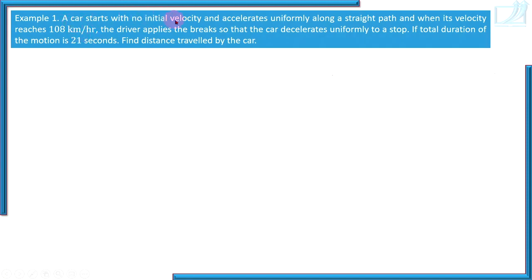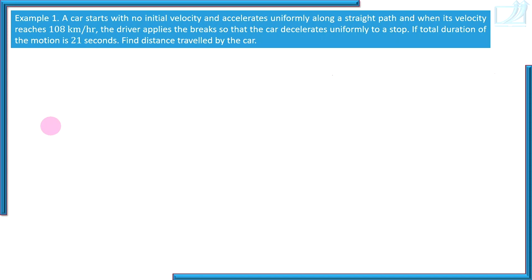A car starts with no initial velocity and accelerates uniformly along a straight path, and when its velocity reaches 108 kilometers per hour, the driver applies the brakes so that the car decelerates uniformly to a stop. If the total duration of the motion is 21 seconds, find the distance travelled by the car. Okay, now I am going to draw the VT diagram, and then after a few minutes you will get the final answer.